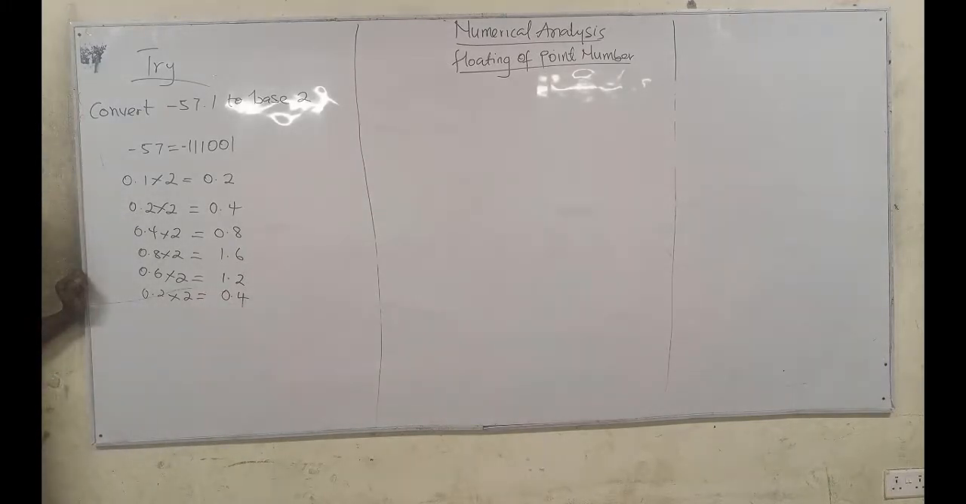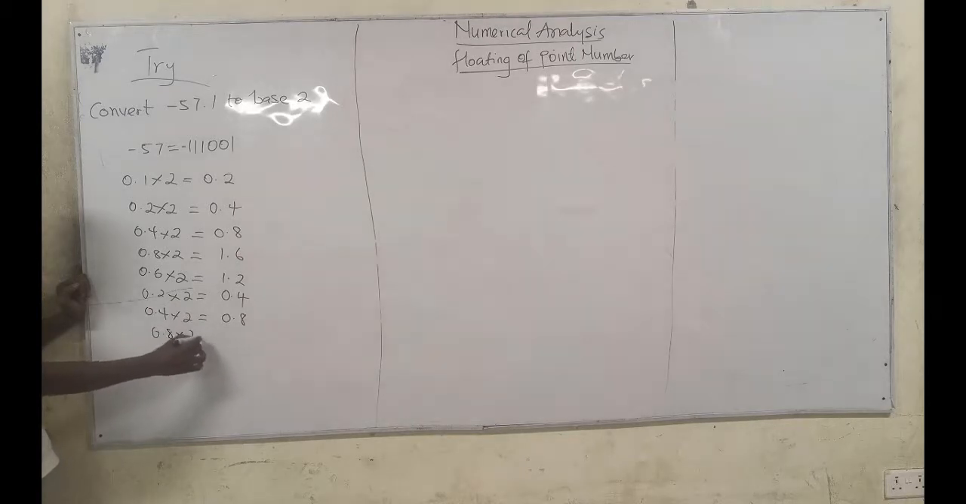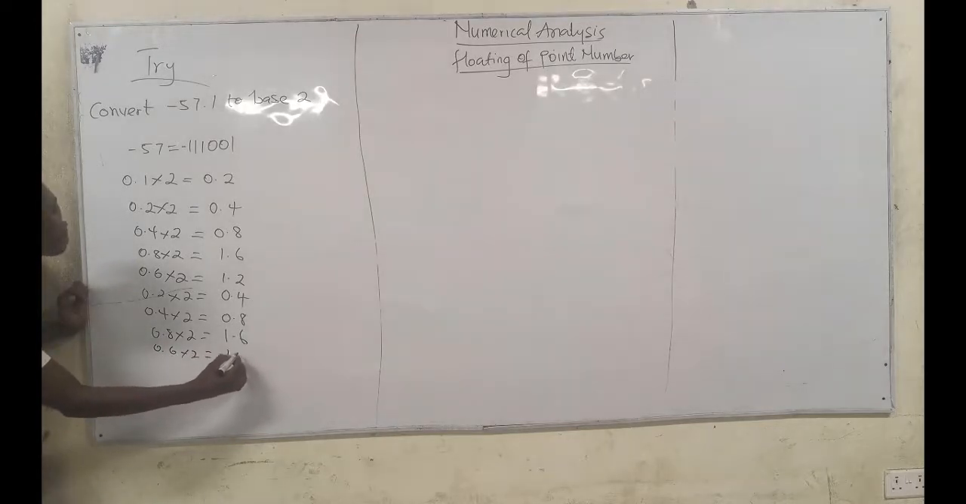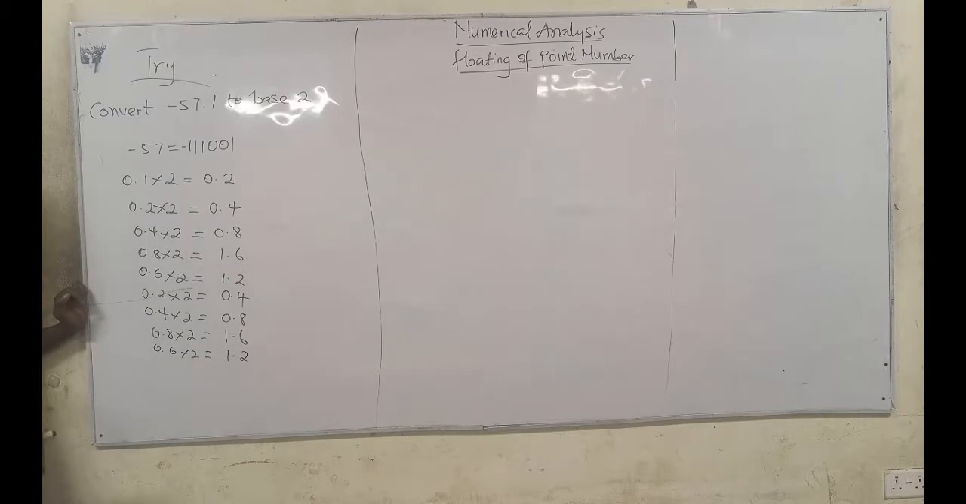Can we stop here? We have not seen any pattern yet. Let's continue to see, since it may change. So 0.4 times 2, what are you getting? 0.8. Then 0.8 times 2, what are you getting? 1.6. So what can we see over here? You can see that it's repeating: 0.0011. Let's continue. 0.6 times 2, what are we getting? 1.2. You see it repeats. Go back to 0.2 times 2, we are getting 0.4.